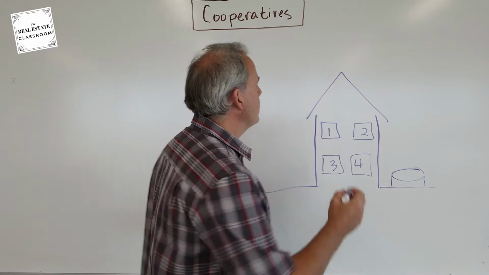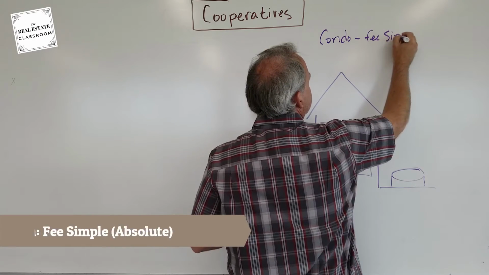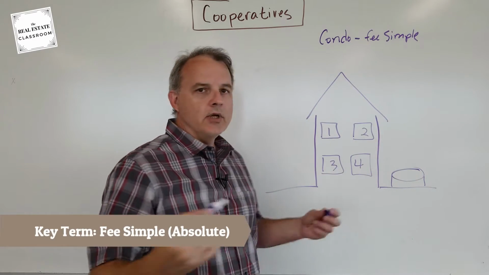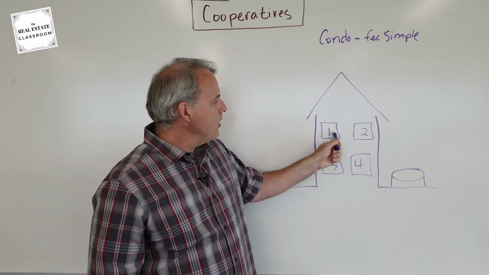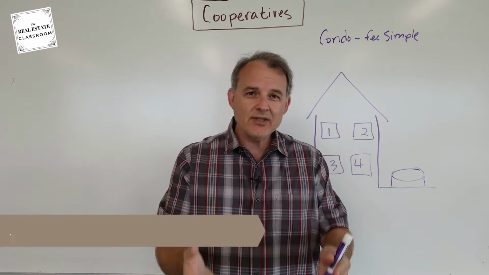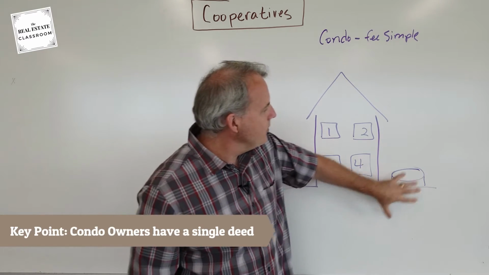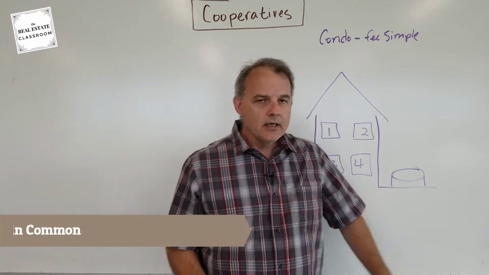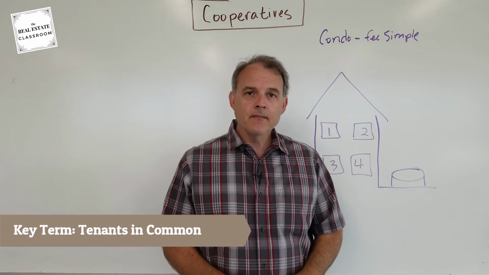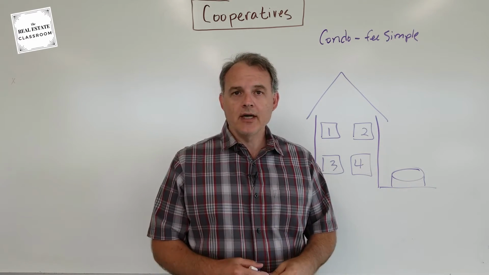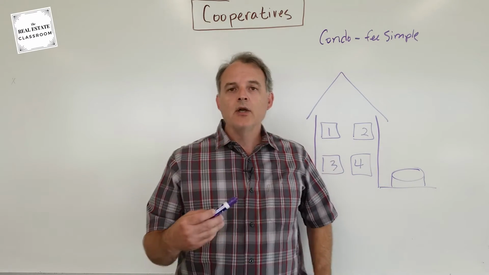And the first one is a condo. If you own a condo, you actually have what's called fee simple title or fee simple absolute ownership. That means that if this is a condominium regime and you own unit number 1, you actually have a single deed. You have fee simple absolute title to unit number 1, and then you have tenants in common ownership with the other condominium owners in the regime, of the common areas. All right, so you have an individual ownership of your unit and then a shared ownership with everybody else of the rest of the regime.